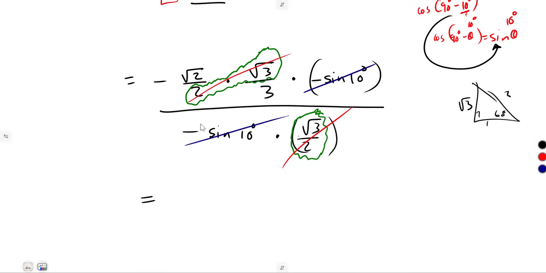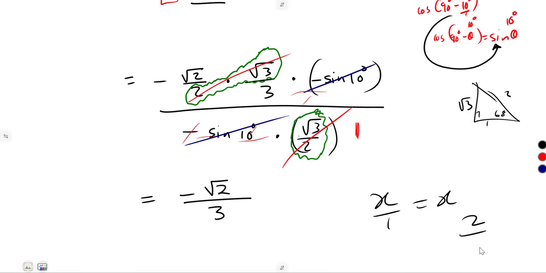So in the denominator, guys, we are left with a 1. So it's this in the numerator divided by 1. So it simply means it was going to remain as the numerator as it is: minus square root of 2 over 3. Over 1 does not affect x. X over 1 is x, 2 over 1 is 2. So minus square root of 2 over 3 is going to remain as it is.